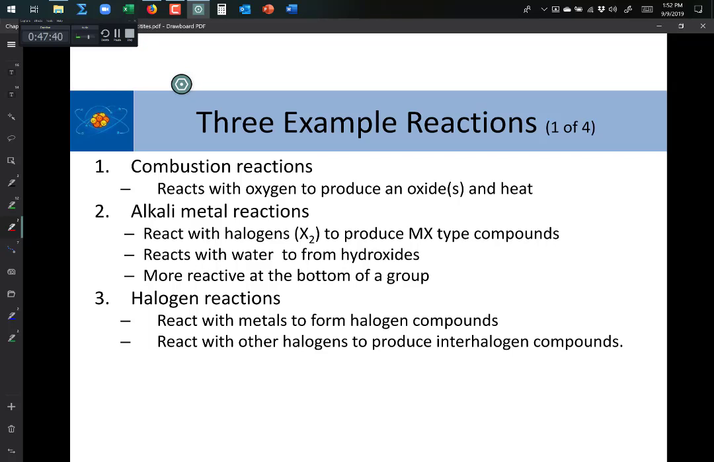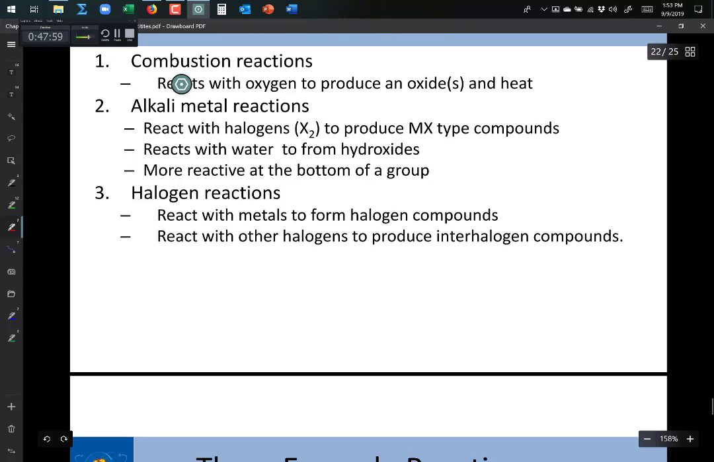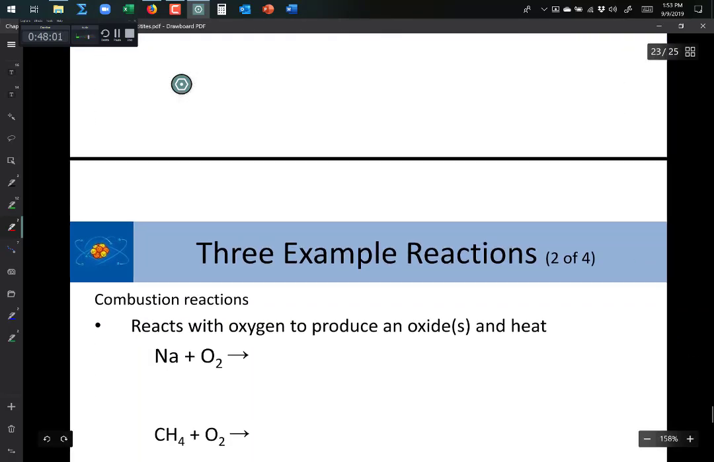So there's a combustion reaction. Combustion reactions are really easy, right? For hydrocarbons, like C, H, and O, right? It reacts with oxygen, O2, produces carbon dioxide and water. It's always the products of the oxidation reaction, or the combustion reaction. So let's go through these one at a time. We'll come back to these.